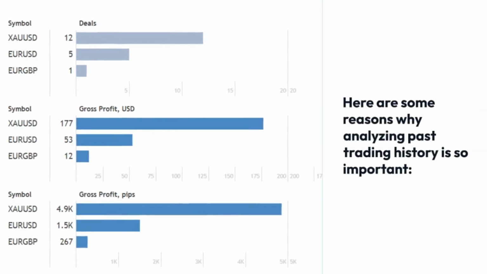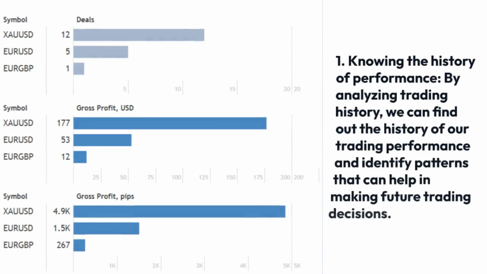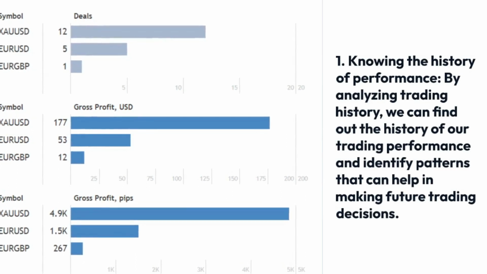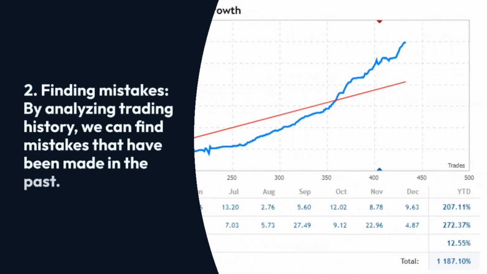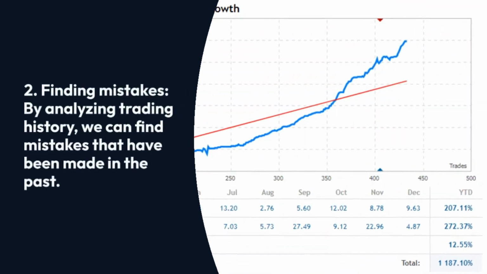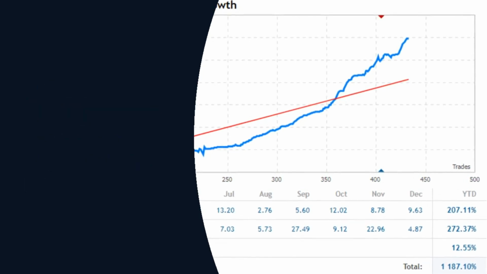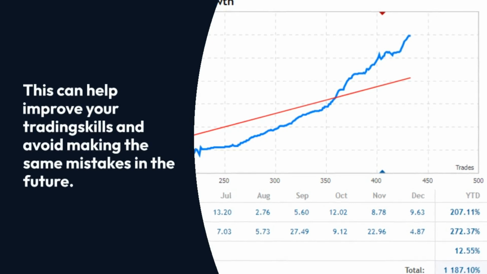Here are some reasons why analyzing past trading history is so important. 1. Knowing the history of performance. By analyzing trading history, we can find out the history of our trading performance and identify patterns that can help in making future trading decisions. 2. Finding mistakes. By analyzing trading history, we can find mistakes that have been made in the past. This can help improve your trading skills and avoid making the same mistakes in the future.